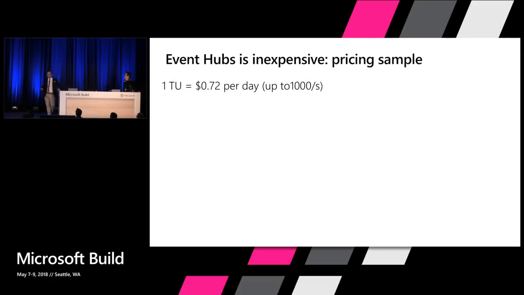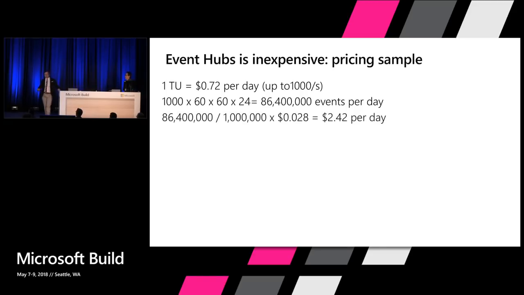And when we look at what that throughput unit costs you, so that's 3 cents an hour, that's 72 cents a day. You can send 1,000 messages a second with that. That's going to be 86 million messages if they're 1 kilobyte messages. And you're going to have to pay for those at 2.8 cents per million. That's $2.42. So 84 gigabytes of data with sub-second end-to-end latency and triple replication for $3.14 a day.